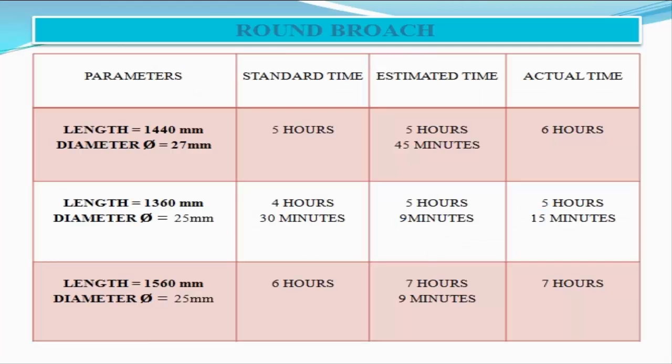This is a slide which shows the difference in the 3 sorts of time: the standard time based on the machine tool manual, the estimated time which we have estimated and calculated, and the actual time taken by the employees of the company to produce that broach tool. Here also we have shown 3 different lengths. Suppose length 1440, diameter 27, length 1360, diameter 25, and length 1560 and diameter 25 mm. There is a bit of variation between the standard time, the estimated time and the actual time as well.